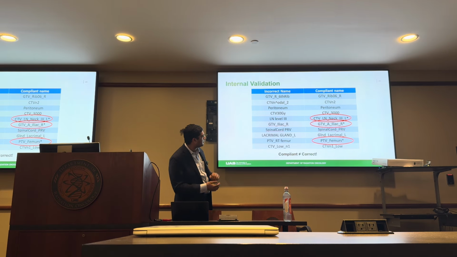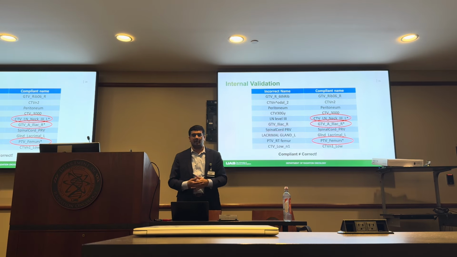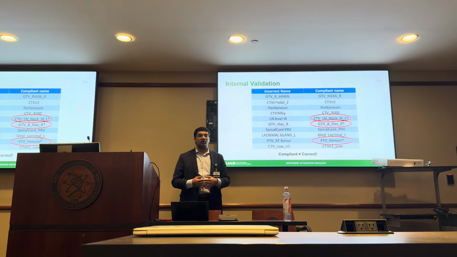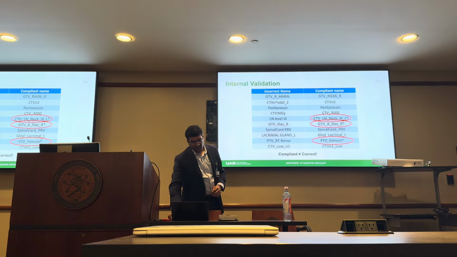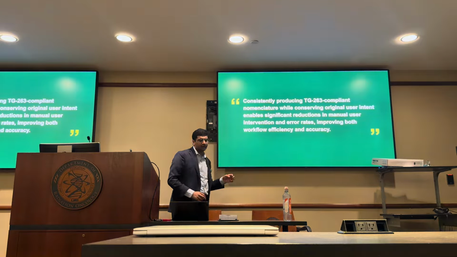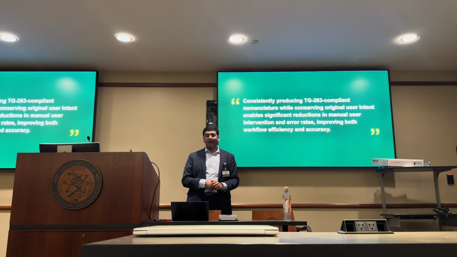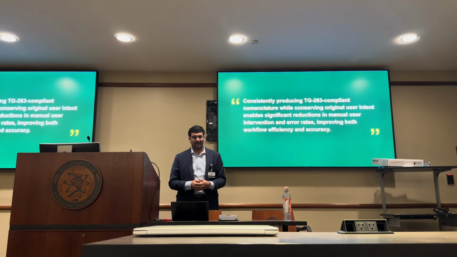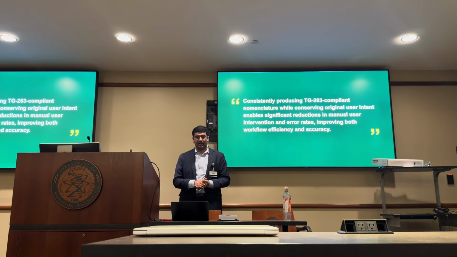So we can see how those nuanced descriptions make assumptions that aren't always correct. I just want to emphasize that this is a problem we're still trying to solve. We still don't know what the best approach is. What we've tried is passing in the surrounding structures and passing in image data, but we're still working on this. This is still an active area of investigation for us. So the moral of the story here is that consistently producing TG263 compliant nomenclature while conserving the original user intent enables significant reductions in manual user intervention and error rates, improving both workflow efficiency and accuracy.